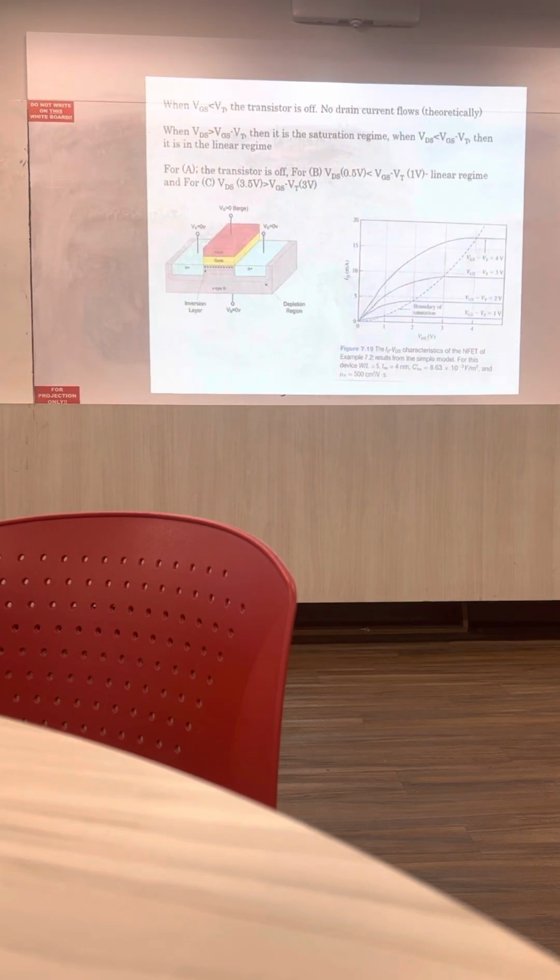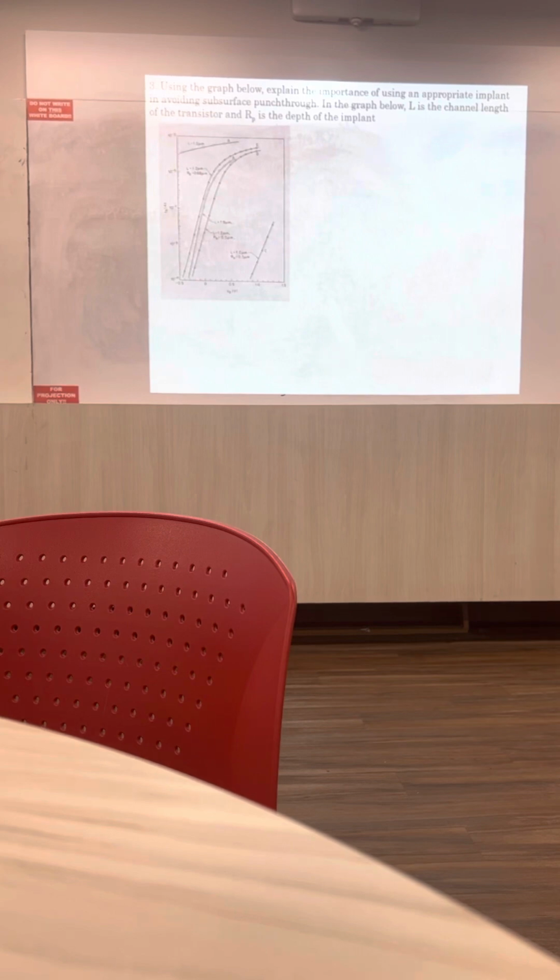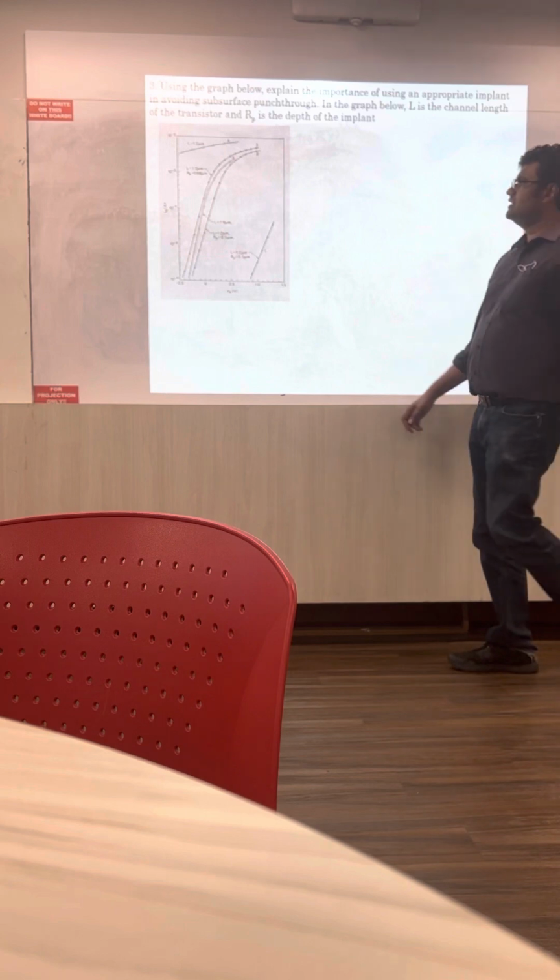This is the output characteristics. This is transfer characteristics. Transfer characteristics, output characteristics. So with that, is this transfer or output? Transfer. Okay. So now, you can see there are A, B, C.